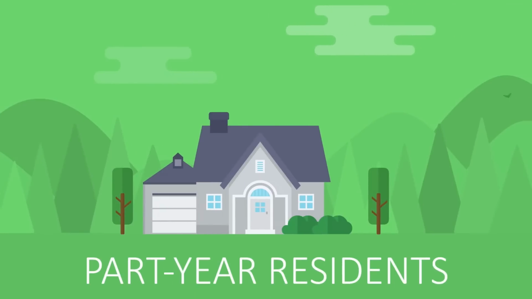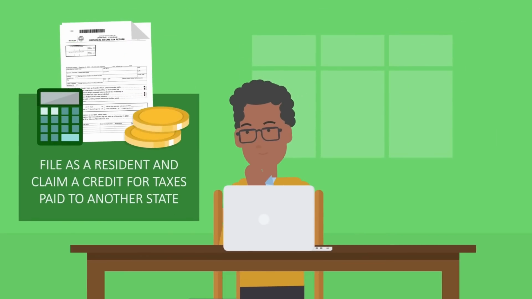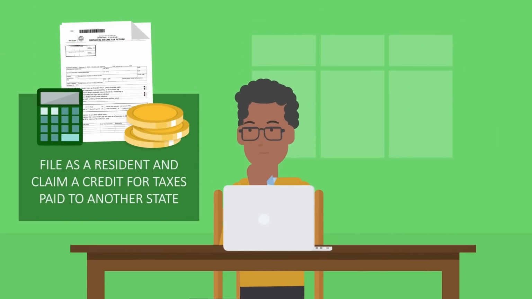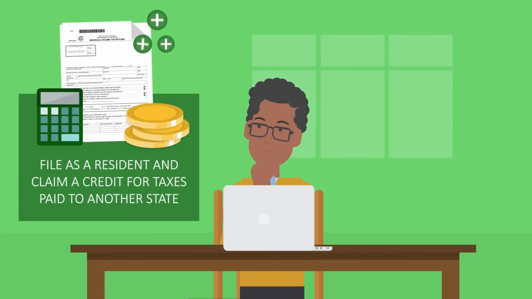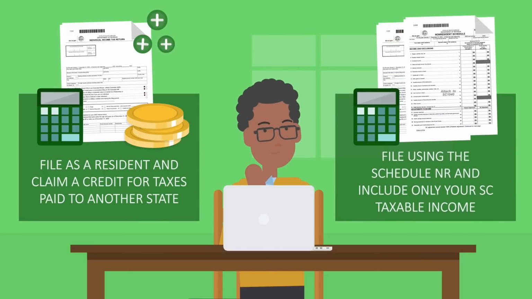Part-year residents, or residents who move to South Carolina during the year, can choose the most beneficial filing method for them. You can file as a full-year resident, include all of your federal taxable income, and claim a credit for income tax paid to another state. Another option is to use the non-resident schedule and include only your South Carolina taxable income.